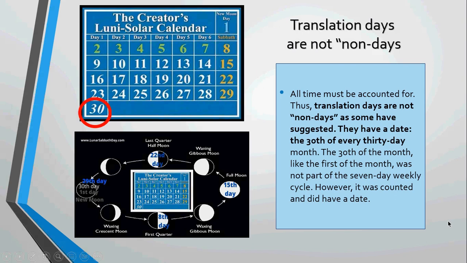So translation days are not non-days. All time must be accounted for. Thus, translation days are not non-days, as some have suggested. They have a date, the 30th of every 30-day month. The 30th of the month, like the first of the month, was not part of the 7-day weekly cycle. However, it was counted, and it did have a date.